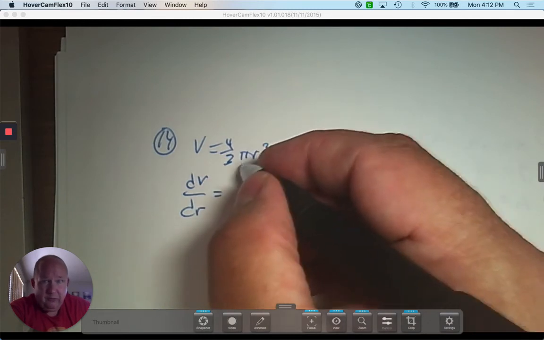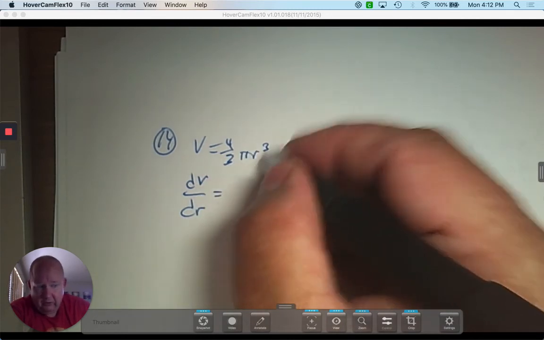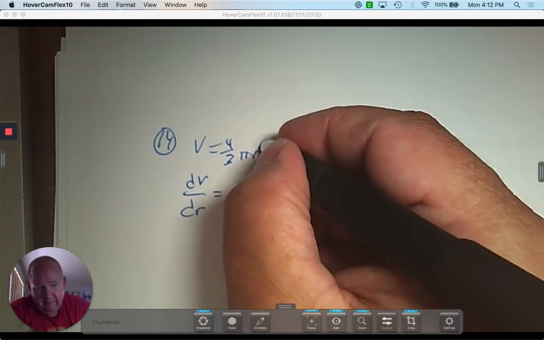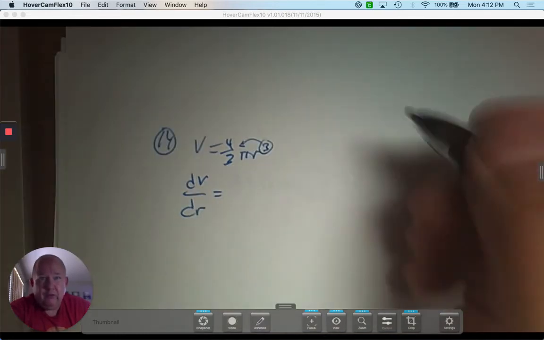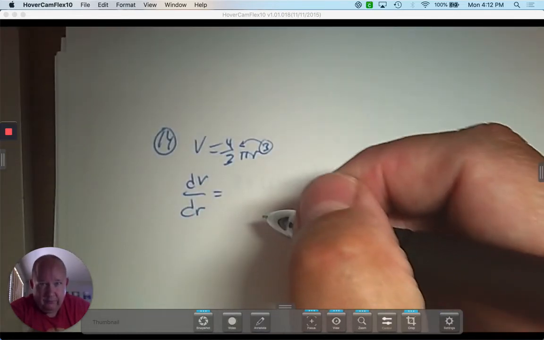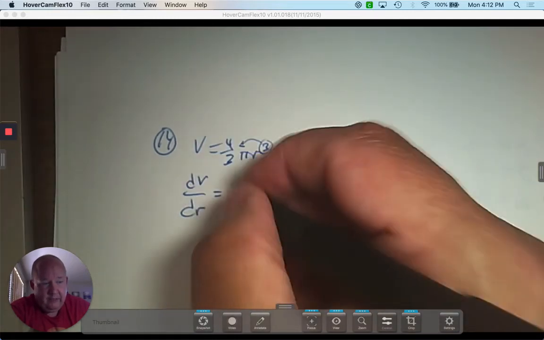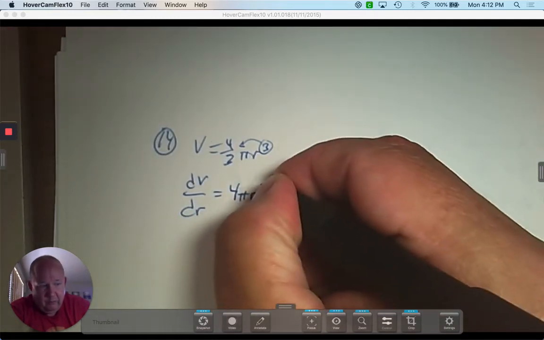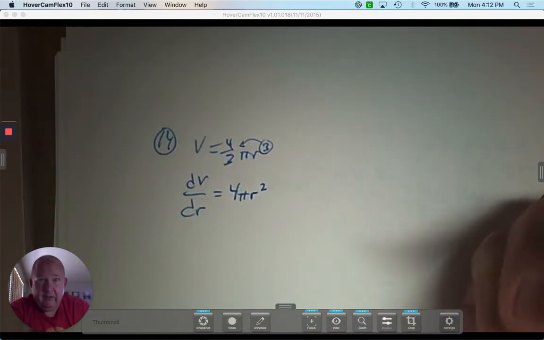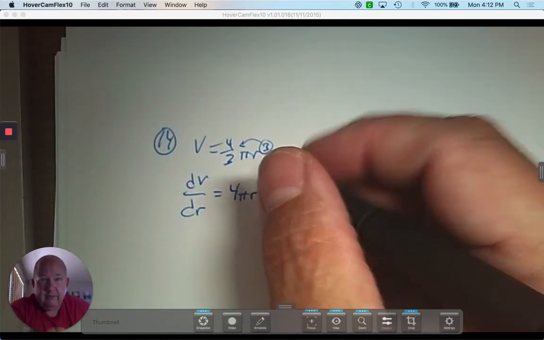Pi is also just a number. So the only variable is r. We're going to take the power and multiply. So what's 3 times 4/3? That's right, the 3's divide out and leave you with 4. Subtract 1 from the exponent, and there is the derivative of that sphere.